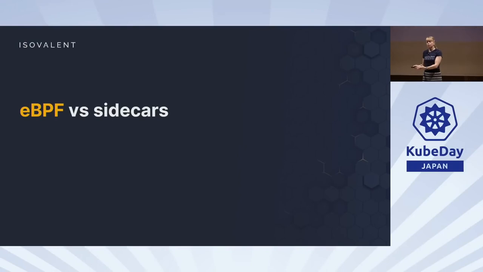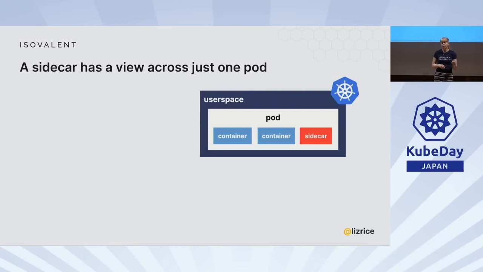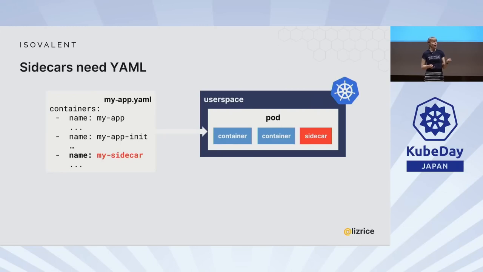So I've talked about what eBPF is. I've talked about what sidecars are. Let's dig in a little bit to some of the advantages of eBPF over sidecars. For a sidecar container to be aware of what's happening in a pod, it has to run inside the same Linux namespaces as the application. And to get it there inside the pod, we have to have some YAML code. Normally, that YAML is created automatically, perhaps by an admission controller or through CI/CD.